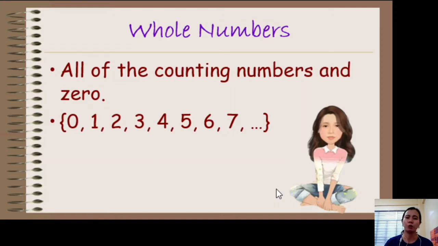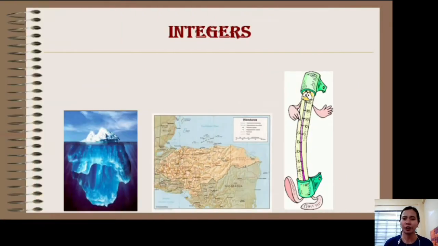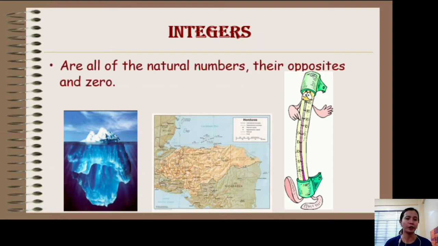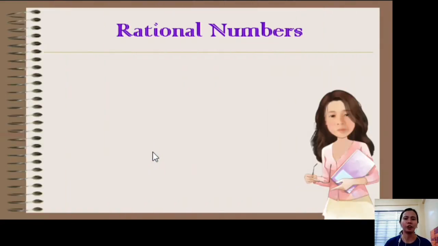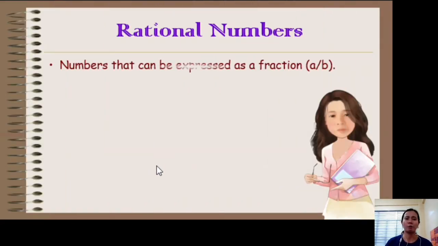That is whole numbers. So integers, we discussed integers in our previous topic and you've learned that integers are all of the natural numbers, their opposites, and zero. We have 0, going to the right, we have 1, 2, 3, 4, then going to the left, those are negative. So integers are all of the natural numbers, their opposites, and 0. That is integers.